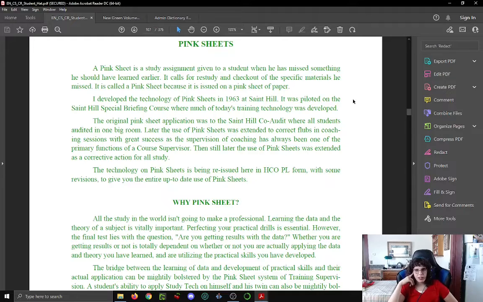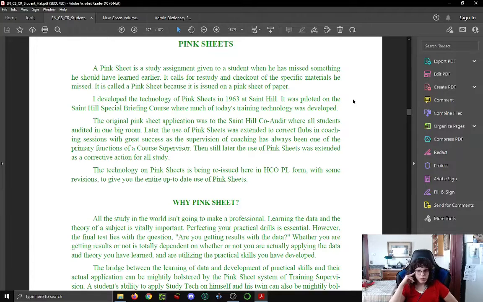I developed the technology of pink sheets in 1963 at St. Hill. It was piloted on the St. Hill Special Briefing course where much of today's training technology was developed. The original pink sheet application was to the St. Hill co-audit, where all students audited in one big room. Later, the use of pink sheets was extended to correct flubs in coaching sessions with great success, as the supervision of coaching has always been one of the primary functions of a course supervisor.